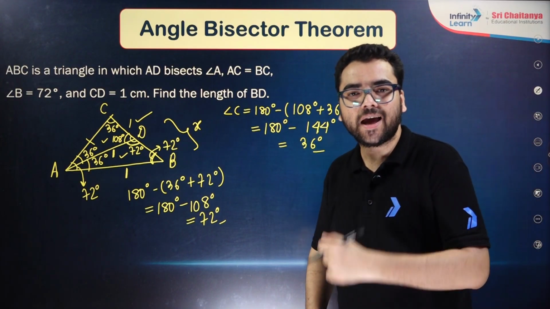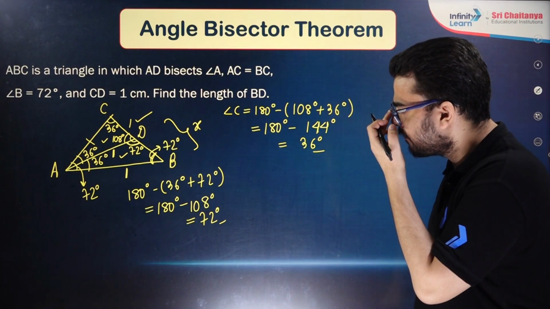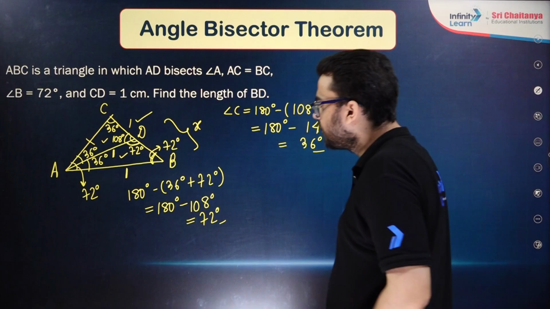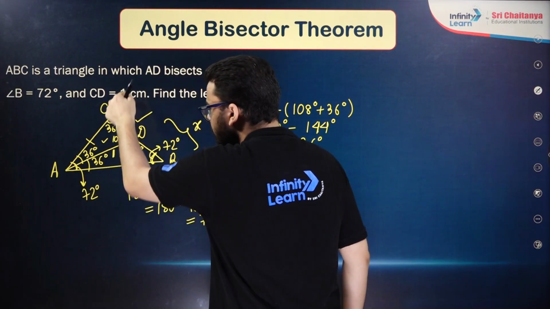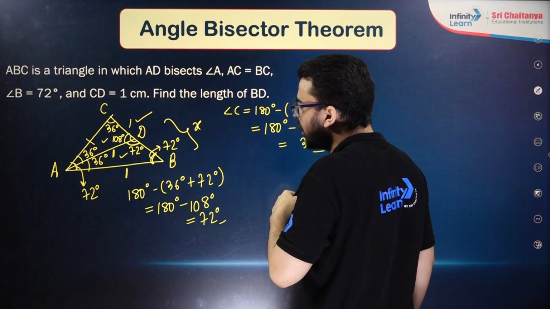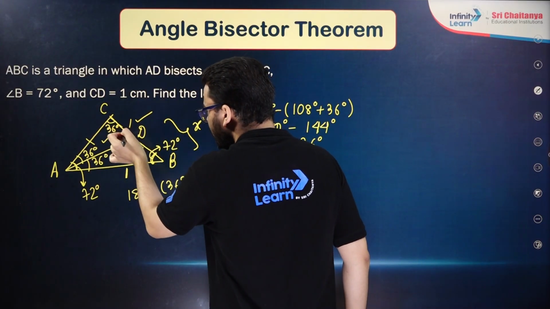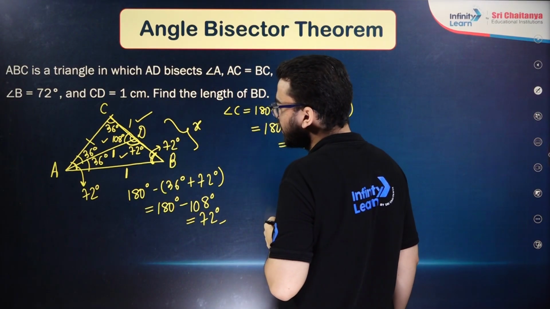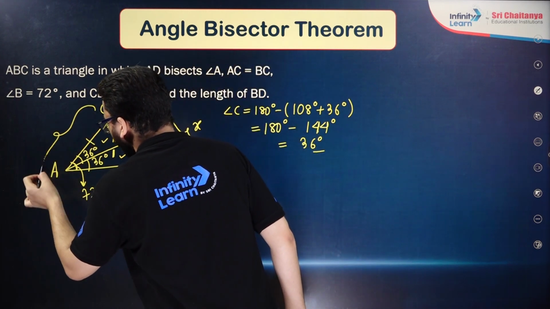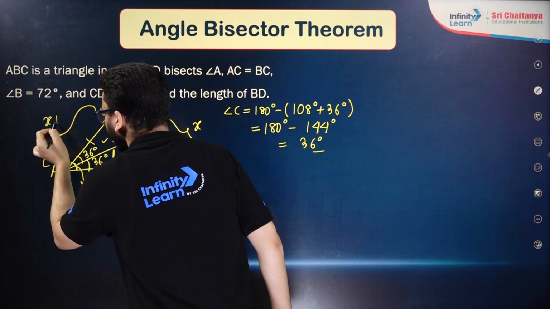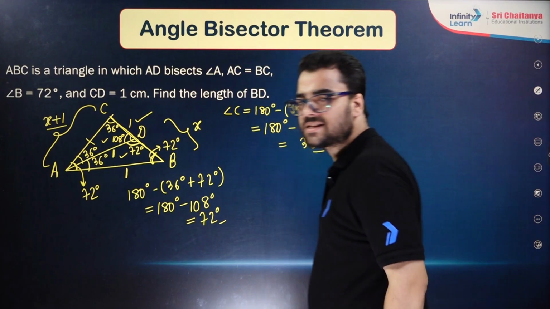Now we can use the angle bisector theorem over here. And one more thing, if this is 72, this is also 72, because it was given that AC and BC are equal. So you see, this total is X plus 1 over here. This is X and this is 1. So this total will also be equal to X plus 1. I hope that is clear.